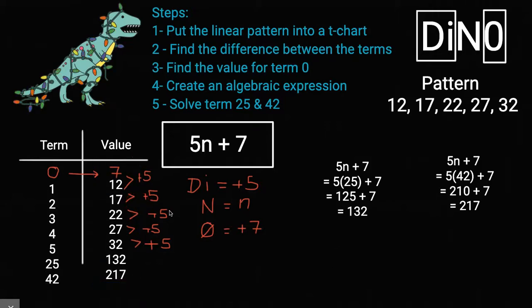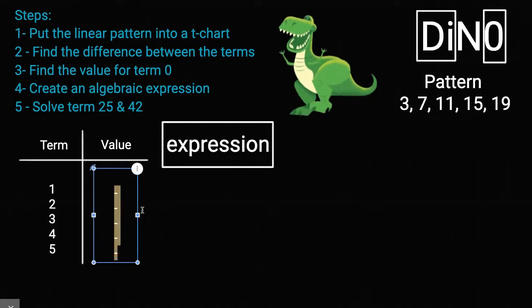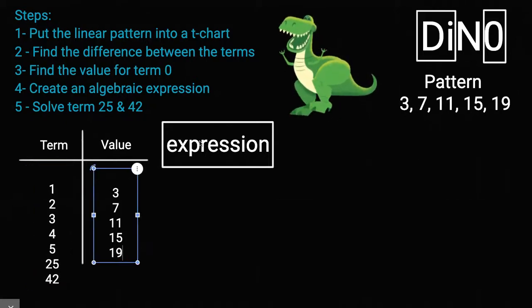Okay, awesome. So let's move on to question 3. So question 3, we're working with the pattern 3, 7, 11, 15, 19. So again, your first step is to put your linear pattern into a T-chart. On the left side, we have term. On the right side, we have value. We have 5 terms that are given to us. So that is 3, 7, 11, 15, and 19. I can save myself trouble by knowing that later I'm looking for term 25 and 42. But right now, I do not know those values.